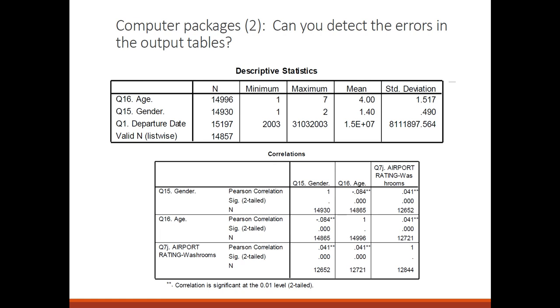For example, age here is probably not 1 to 7 years, but an age code. Probably this one is category, so the first category until the seventh category. If it is a category, you cannot calculate the mean. And gender also, you cannot calculate the mean. Departure date, you cannot calculate the mean for a date. So there are things that you can show, and something that you cannot show is wrong.